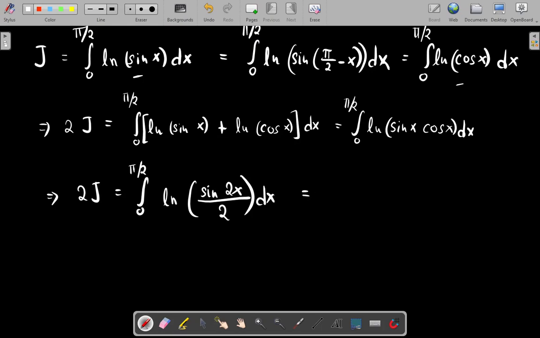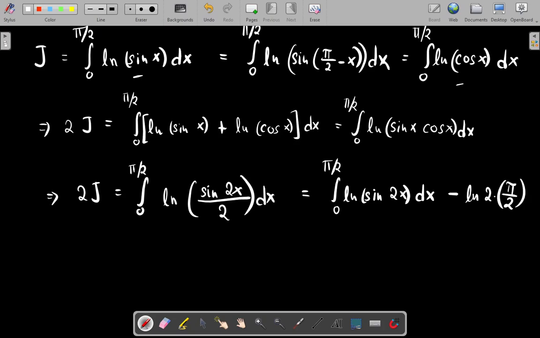Okay, so if we separate these two integrals here, this is ln a by b, so this becomes ln a minus ln b. So this becomes the integral from 0 to pi over 2 of ln of sin 2x dx, and the other one will be just ln 2 dx. Okay, so ln 2 is a constant and the integration of dx is just x with the limit, so the limit is from pi by 2 minus 0.